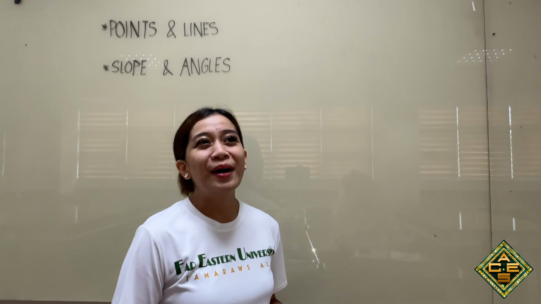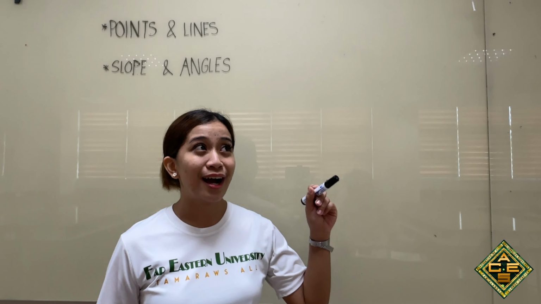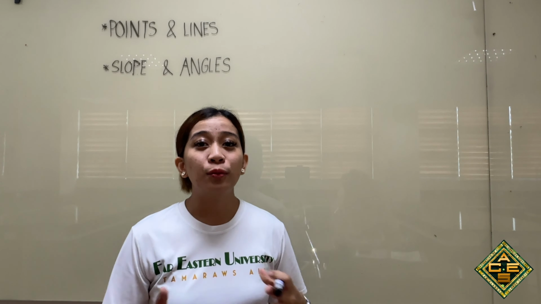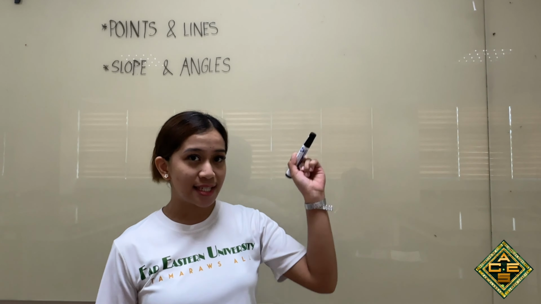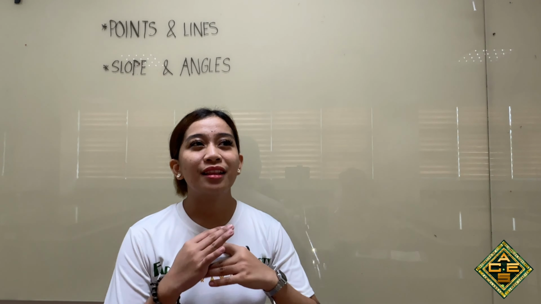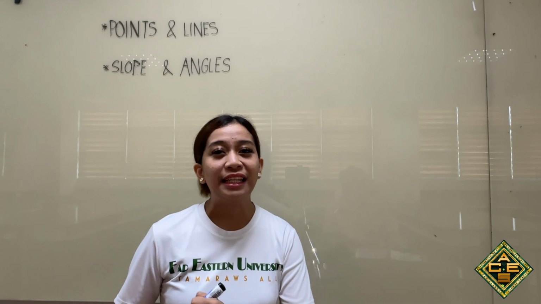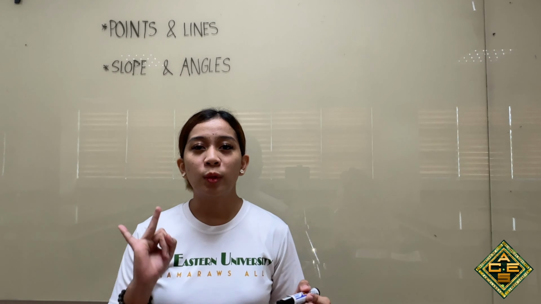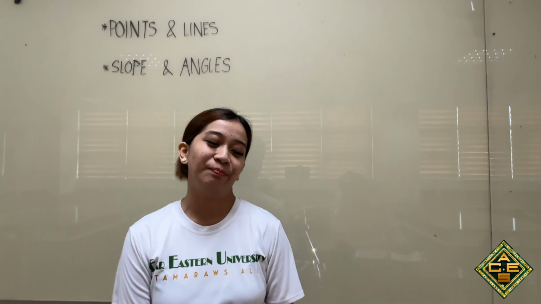Noon kasi, si Rene Descartes, nasa kwarto siya, and then may langaw sa ceiling niya, sa kisame. And then, he tried to find ways on how to define the location of the fly on the ceiling. So, with that idea, nag-come up siya sa pagbuo ng Cartesian coordinate system, which is widely used ngayon when defining the location in Google Maps, when we do lot surveying, and when we solve 3D systems.